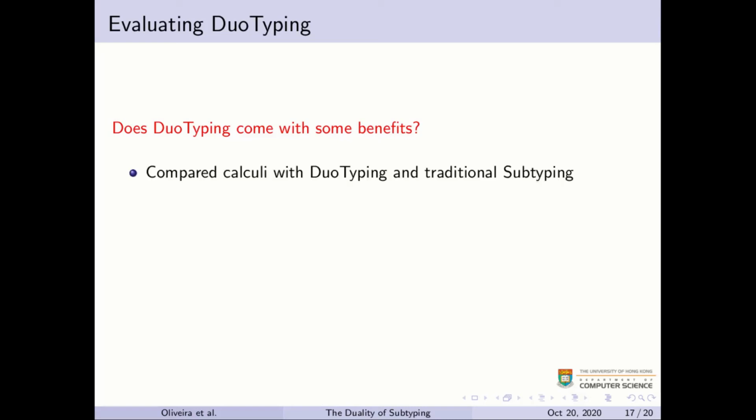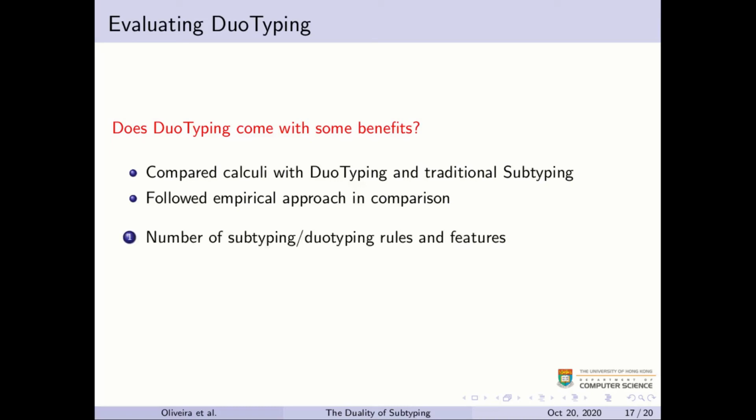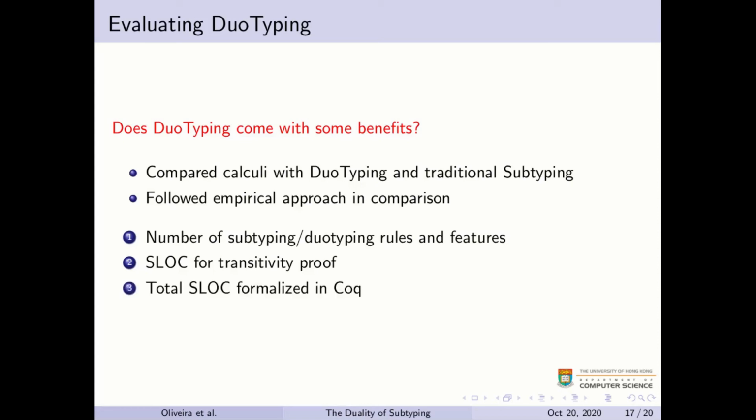To answer this question, we compared some traditional subtyping systems with our duotyping systems, and we followed an empirical approach in our comparison. To be specific, we compared the number of subtyping and duotyping rules in both systems. We compared the lines of code required for the transitivity lemma proof, and we compared the total lines of code required to prove the metatheory in ECOOP.